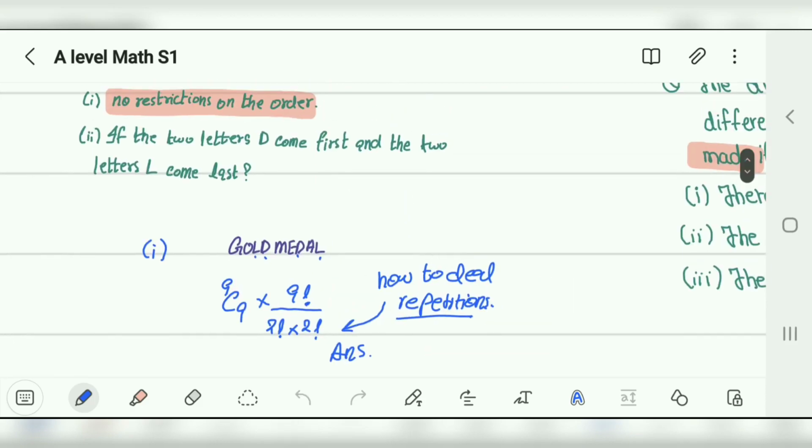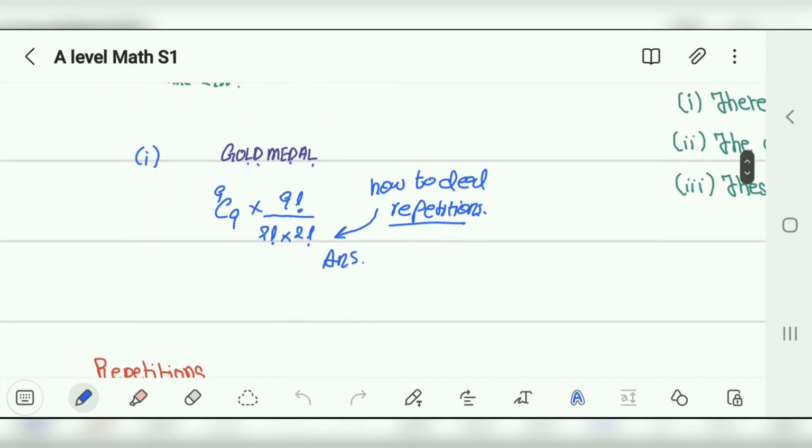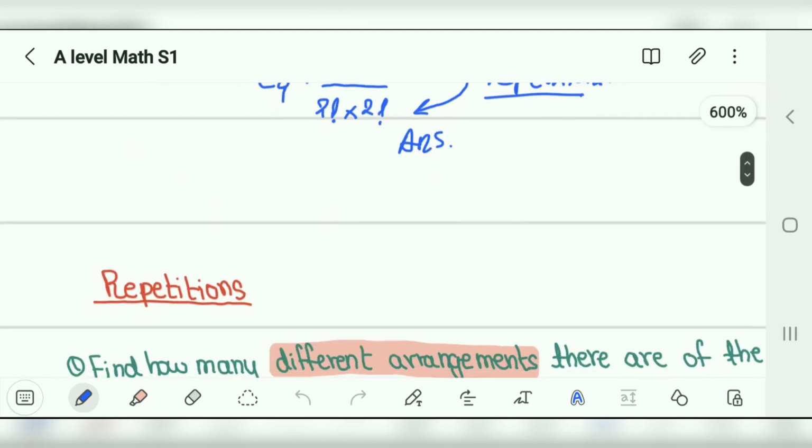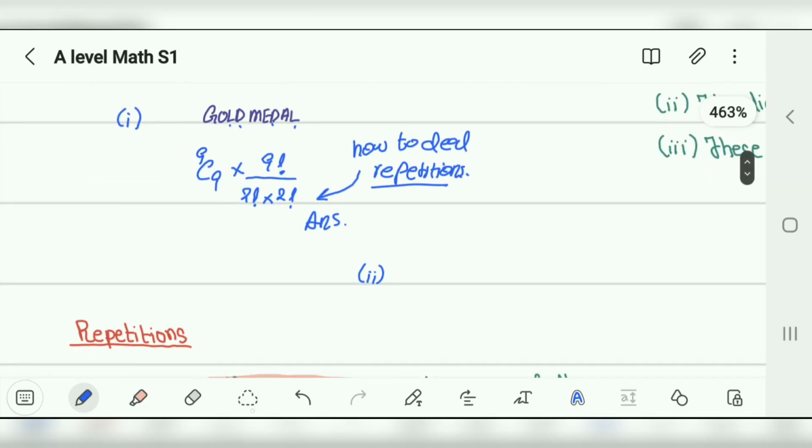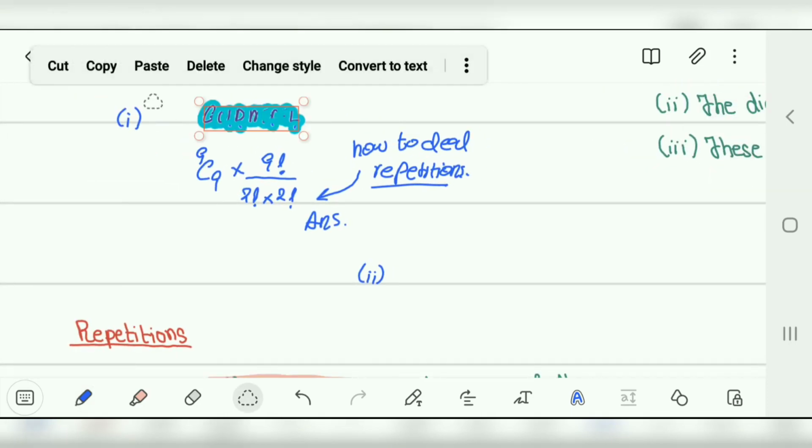Okay, so moving to part 2. If the two letters D come first and the two letters L come last. Okay, if the two letters D come first and the two letters L come last in this word called medal. Okay, let me do part 2 then. So I'm going to do right here. This is part 2. So, okay, let me just copy this.